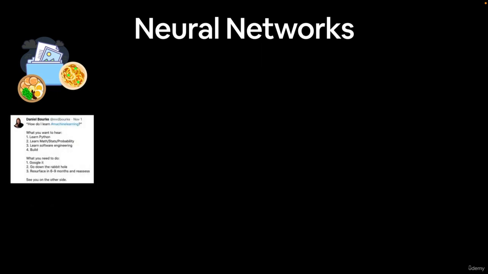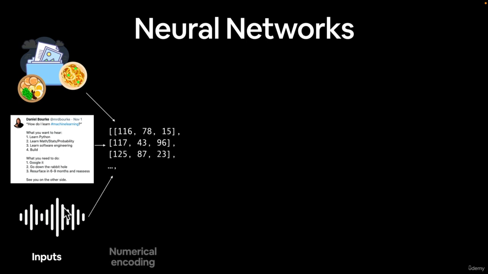So we have some data of whatever it is. We might have images of food, we might have tweets or natural language, and we might have speech. So these are some examples of inputs for unstructured data, because they're not rows and columns. So these are the input data that we have. And then, how do we use them with a neural network?